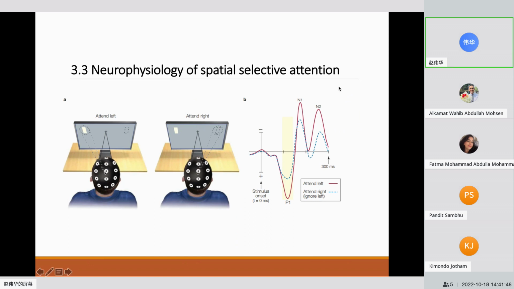And then the ERP results showed the ERP recorded from a single right occipital scalp electrode in response to the left field stimuli. The waveform shows a series of characteristic positive and negative deflections over time, so P1, N1, N2.